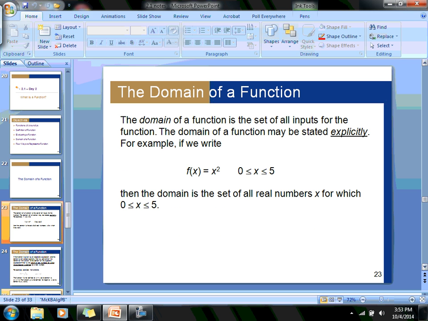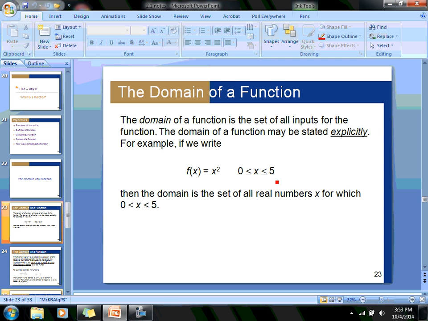The domain of a function is the set of all the input values that we put into the function. And sometimes the domain of a function is stated explicitly. So for example, they give you this function f of x equals x squared, and then they tell you that its domain is everything from 0 to 5.